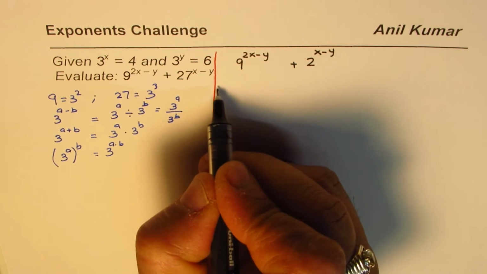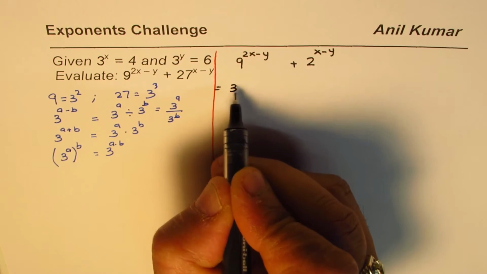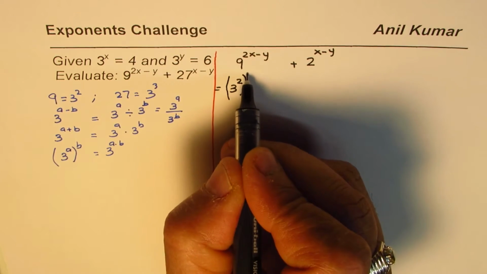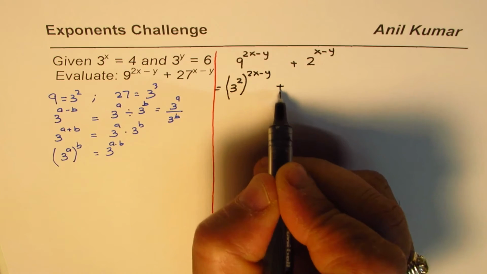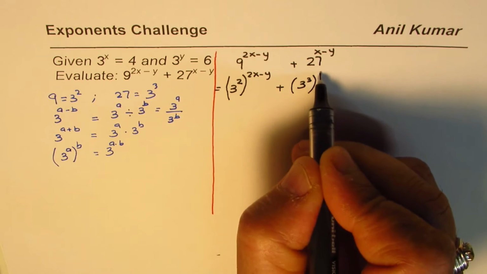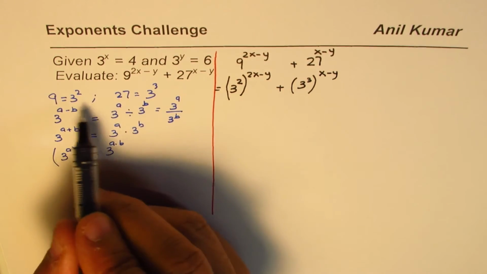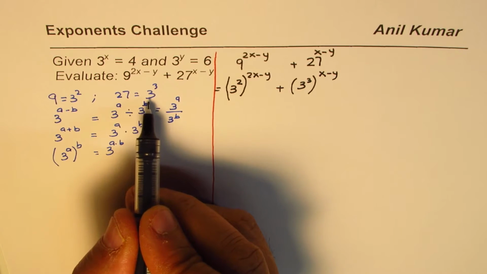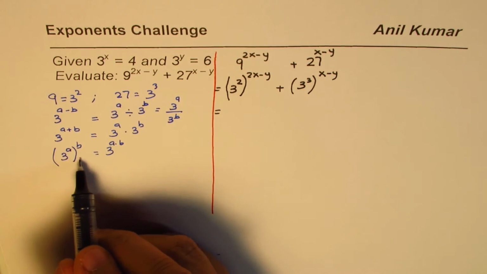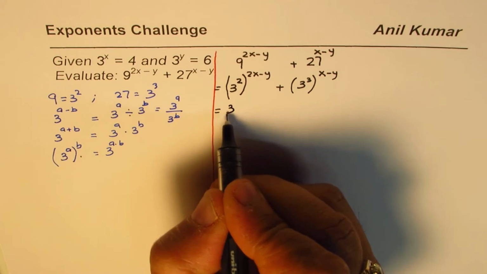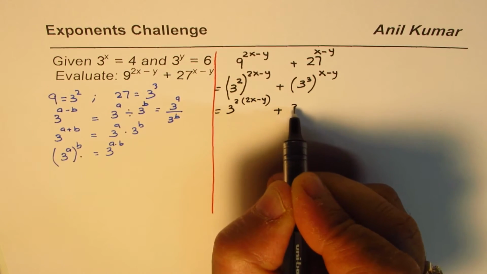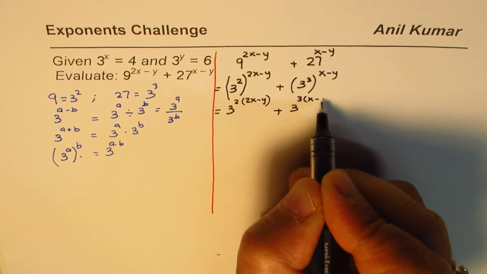Now first step. In this expression 9 could be written as 3 square, so let me write this as 3 square, then all this to the power of 2x minus y, plus, well, this is 27. 27 is 3 cube, and all that is to the power of x minus y, correct? So we only substituted what 27 is as an exponent of 3. Now we are applying the power rule, which we were just talking about. So it should be 3 to the power of 2 times 2x minus y plus 3 to the power of 3 times x minus y, correct?